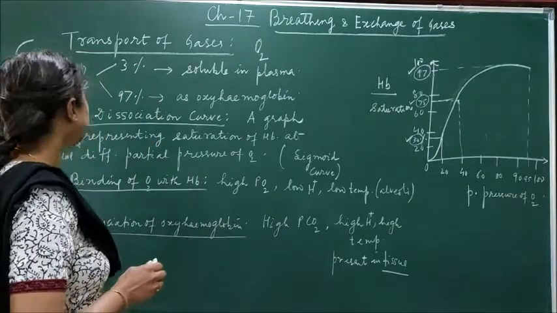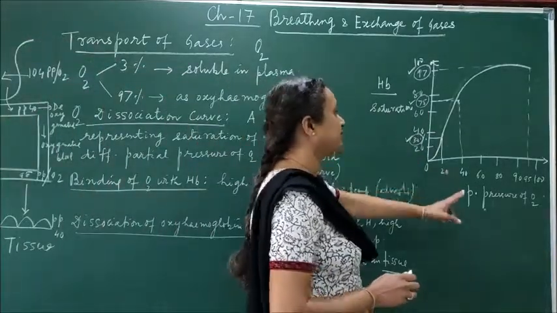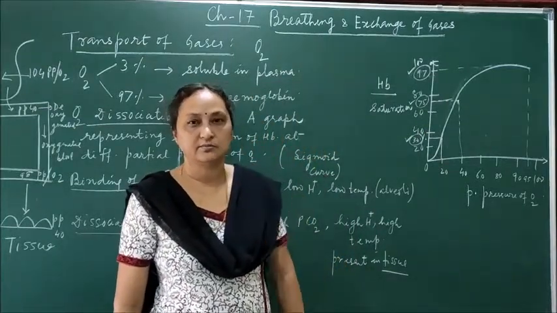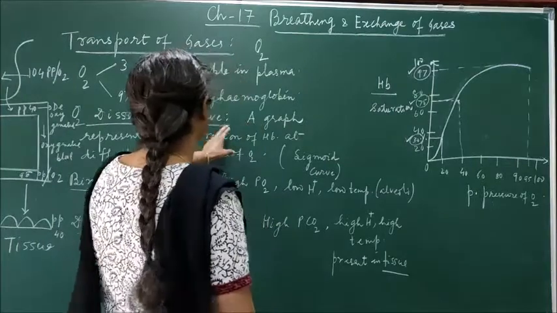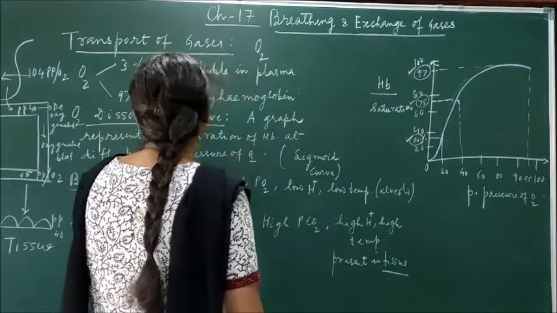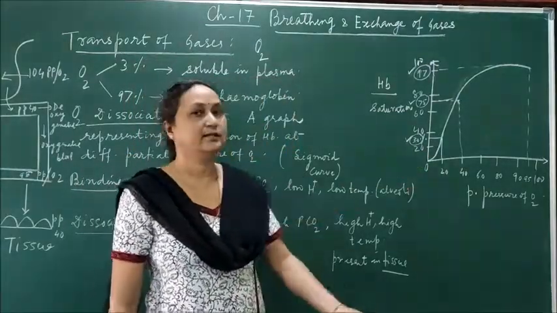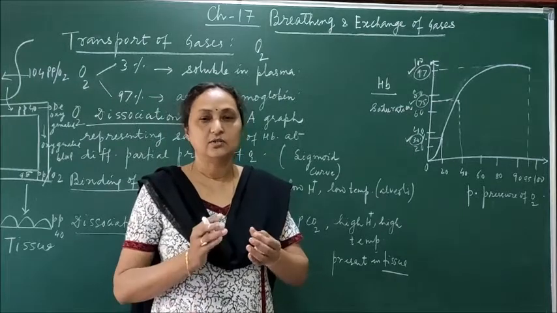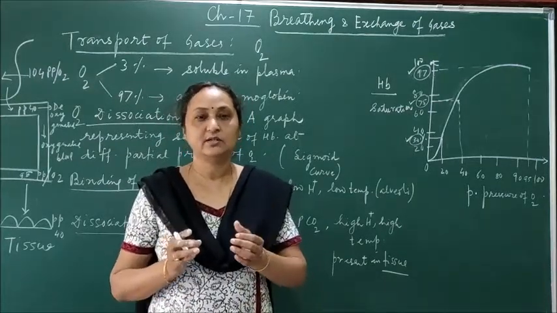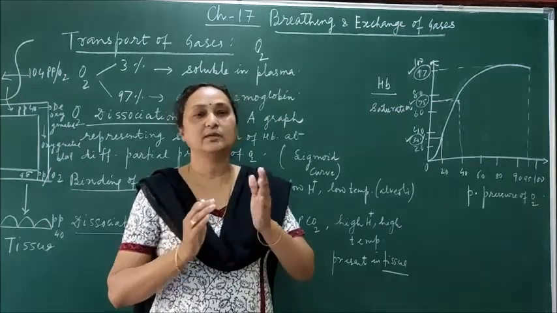Okay. So this graph, all of you see, this is the graph we have plotted, and this is called the oxygen dissociation curve. Oxygen dissociation curve is a graph representing saturation of hemoglobin at different partial pressure of oxygen. Partial pressure I had explained to you. That is the amount of any particular gas in a mixture of gases.